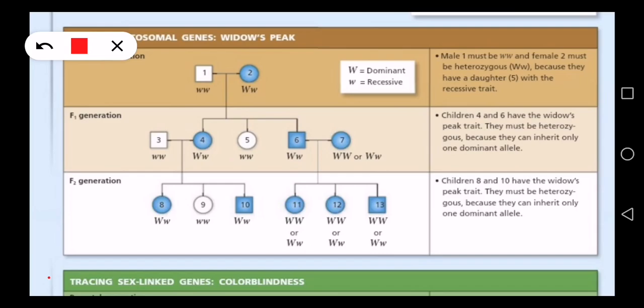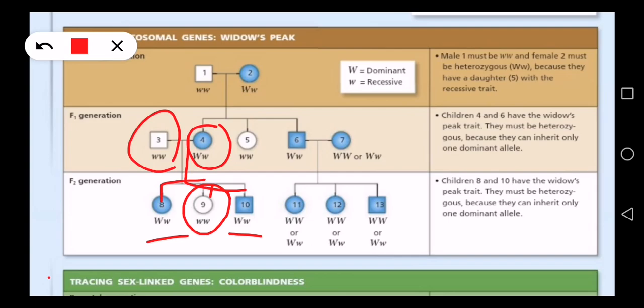Now this girl got married with a man who does not have the widow's peak. They have 3 kids. 2 of them have the widow's peak and 1 of them does not. Meaning a male has the widow's peak, a female does not have the widow's peak, and the 3rd female does not have the widow's peak. Now we know their genotype. This is just a quick example of how to read the widow's peak pedigree.